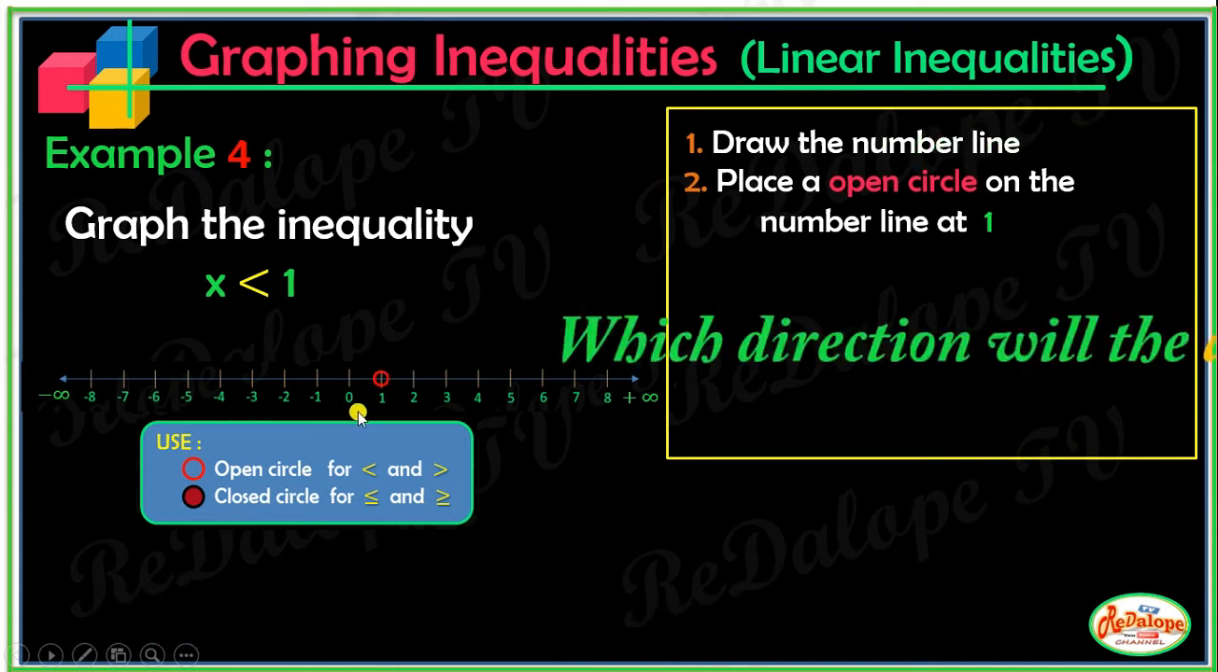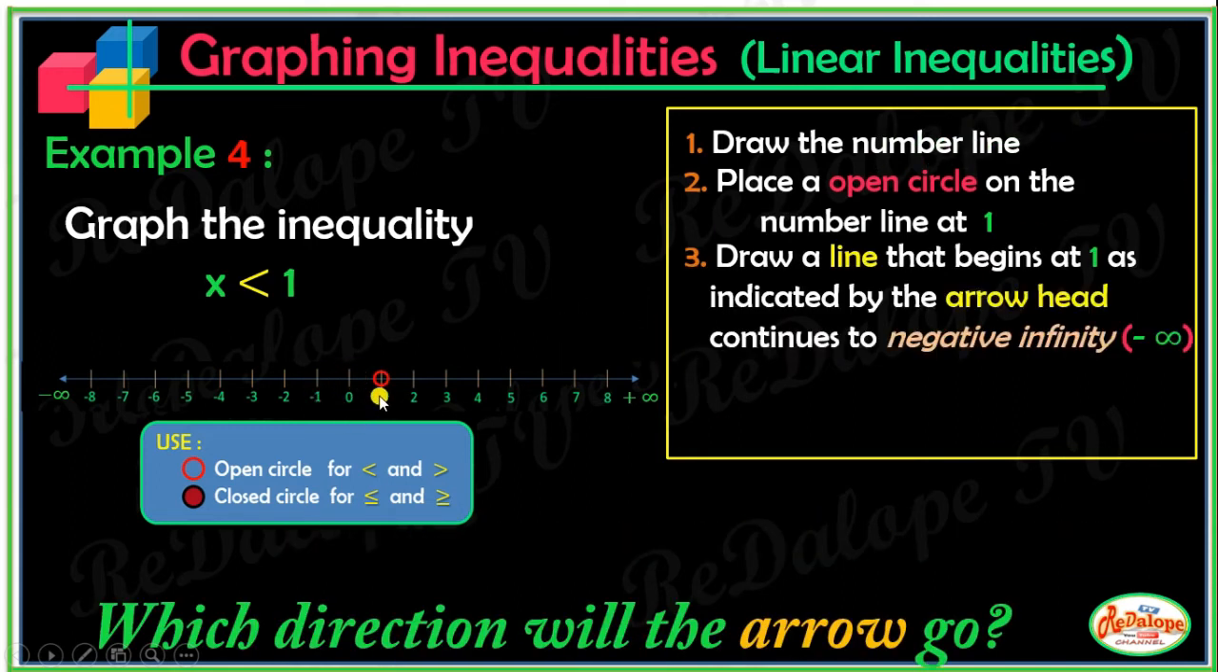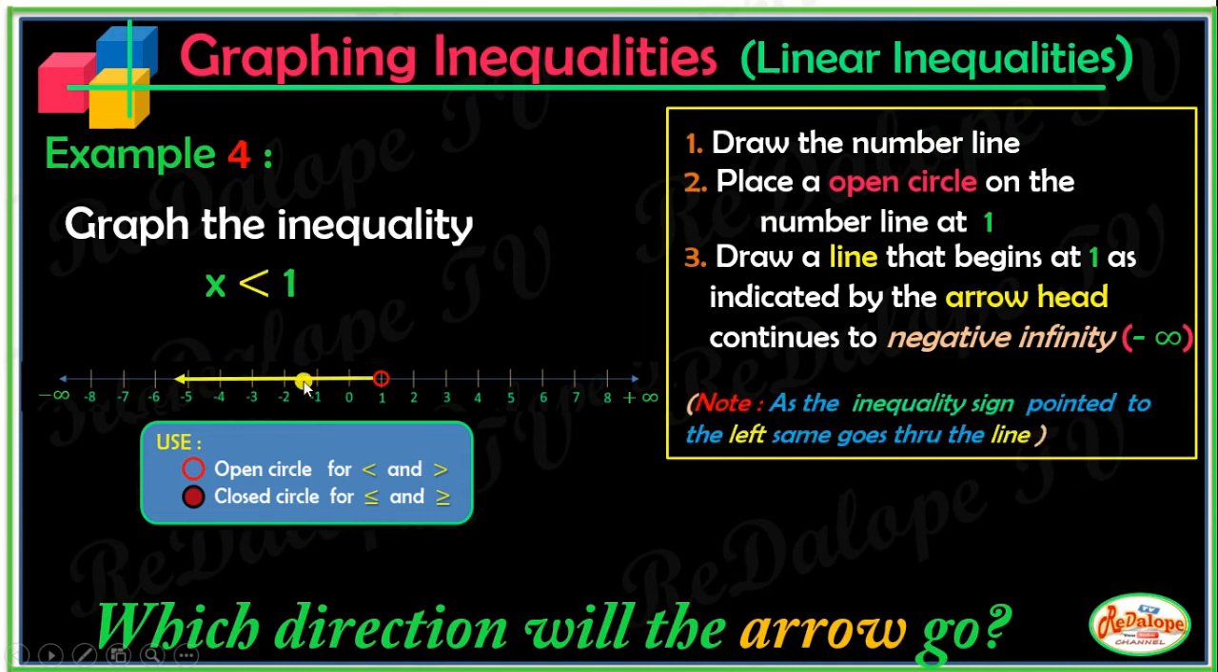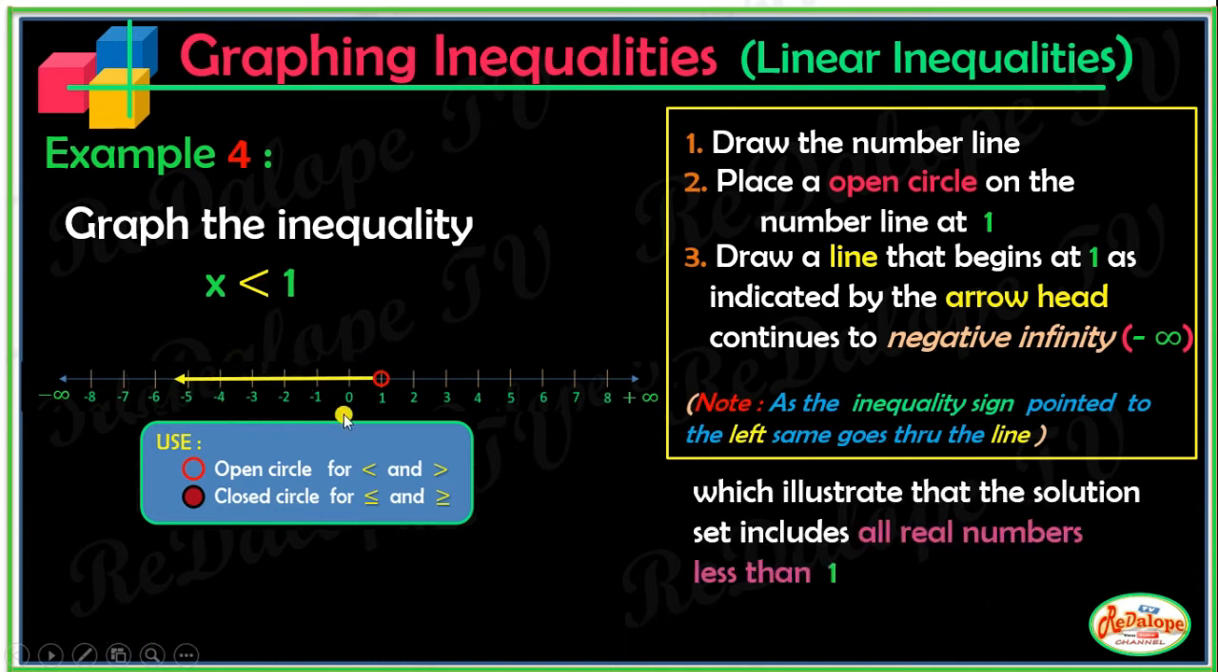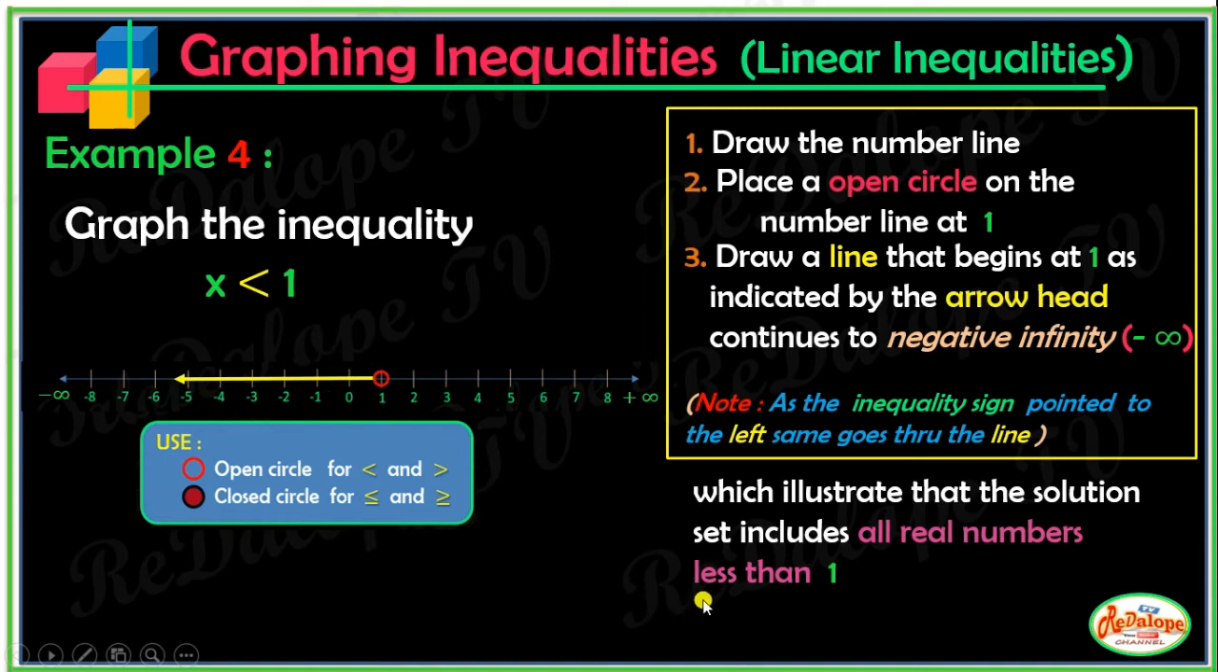What about the direction? So we're going to draw the line that begins at 1, as indicated by the arrowhead, and continues to negative infinity. Since the inequality sign is pointed to the left, then therefore the line is also pointed to the left. This illustrates that the solution set includes all real numbers less than 1. Now, the solution set can also be written in what we call interval notation, such as the open interval from negative infinity to 1.